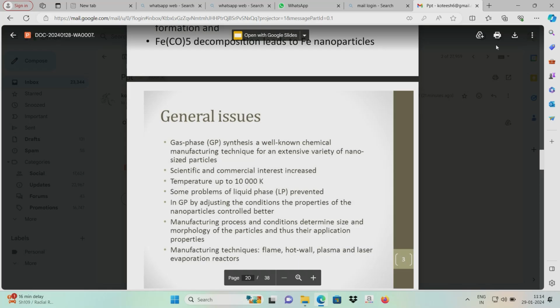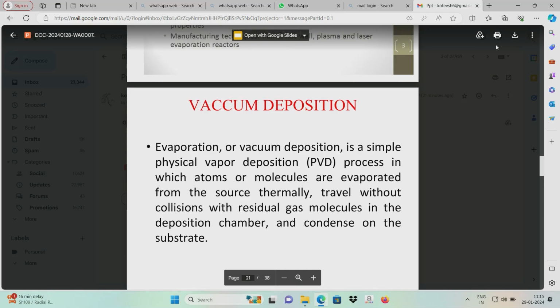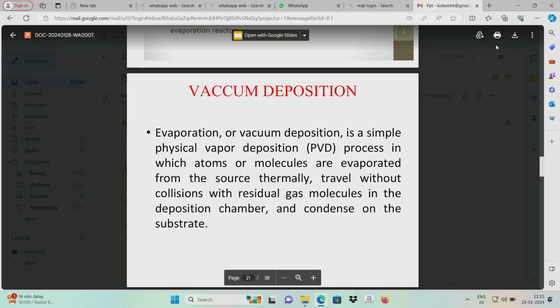But the manufacturing techniques like flame, hot wall, plasma and laser evaporation of reactants are some of the basic issues we come across in gas phase condensation methods. So hence we shift on to vacuum deposition. In this, vacuum deposition takes place with the help of evaporation, in which the atoms or molecules are evaporated thermally from the source and travel without collisions with residual gas molecules in the deposition chamber.